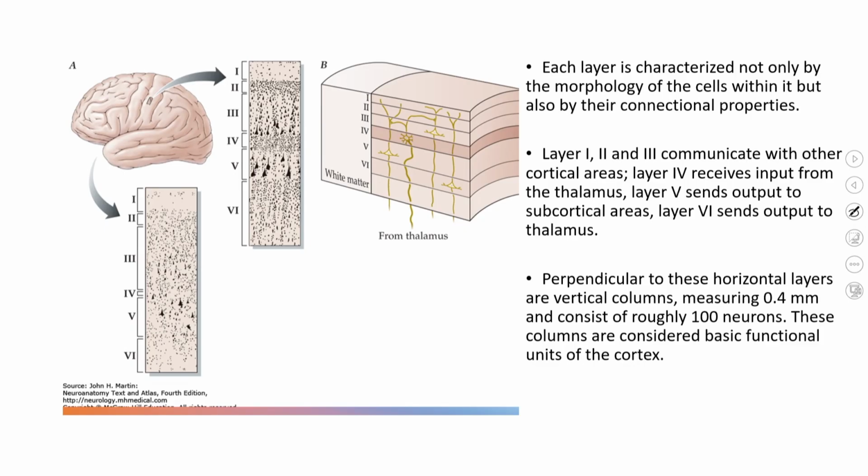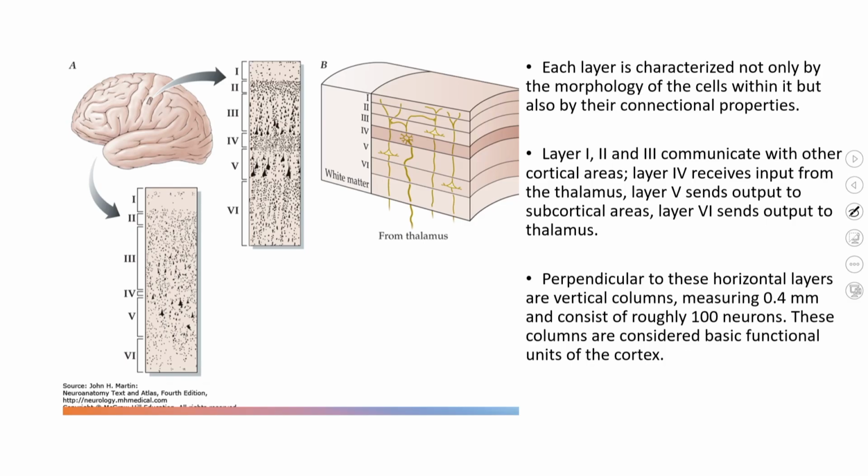There are 6 layers, and each layer not only has a different kind of organization and morphology, but also different connectional properties. Each layer is characterized not only by the morphology of the cells within it, but also by the connectional properties. Layers 1, 2 and 3 communicate with other cortical areas. Layer 4 receives input from the thalamus. Layer 5 sends output to subcortical areas and layer 6 sends output to the thalamus.